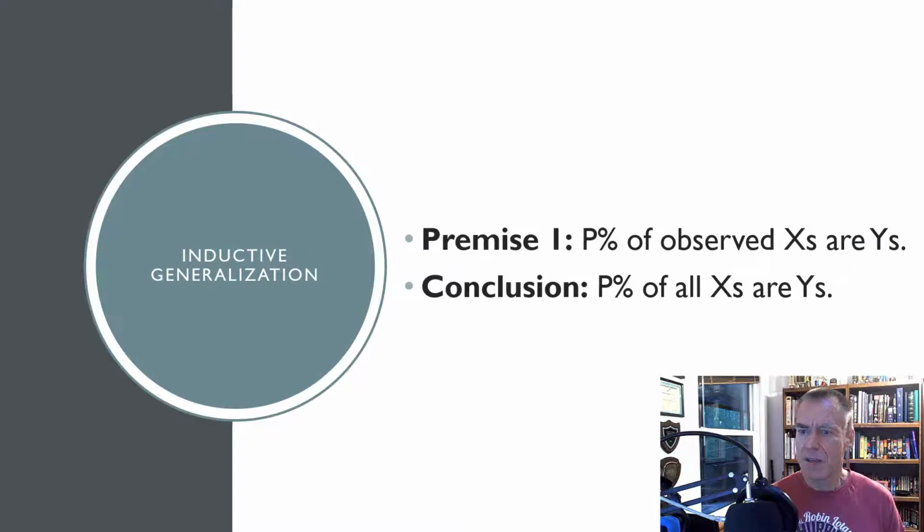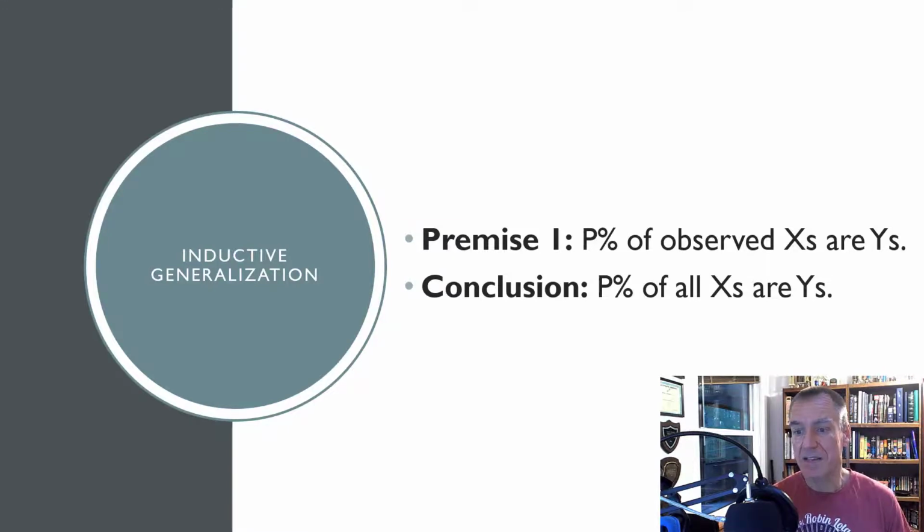So what is this inductive generalization I've been talking about? Roughly put, it's an argument in which a conclusion about an entire population is based on evidence taken from a sample pulled from that population. The formal version looks like this. The premise 1, the only premise, is that p% of observed x's are y's. The conclusion, p% of all x's are y's.